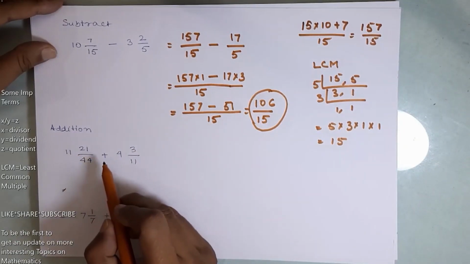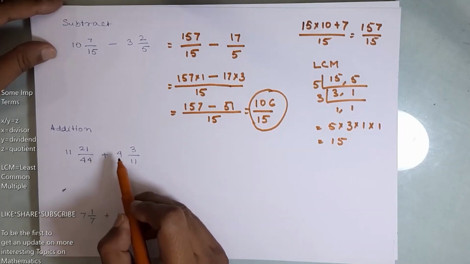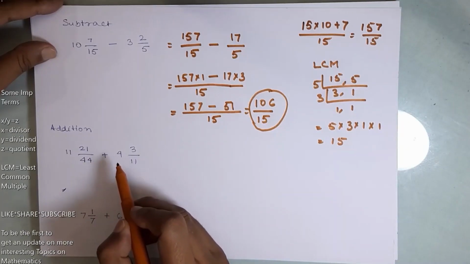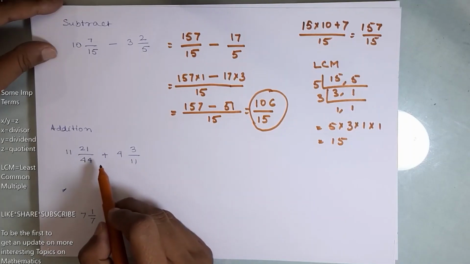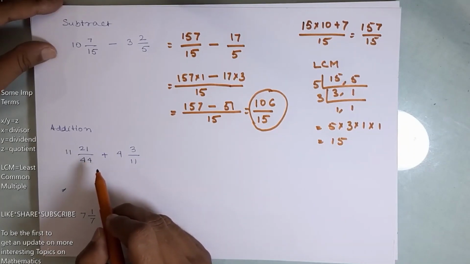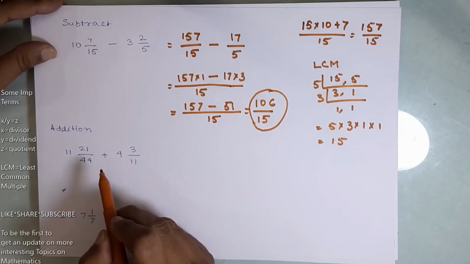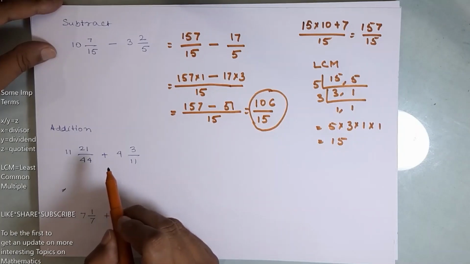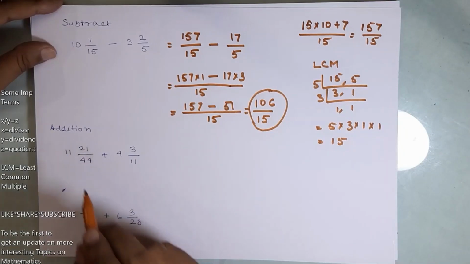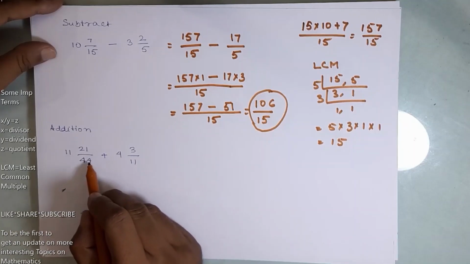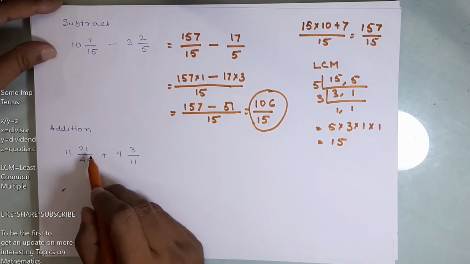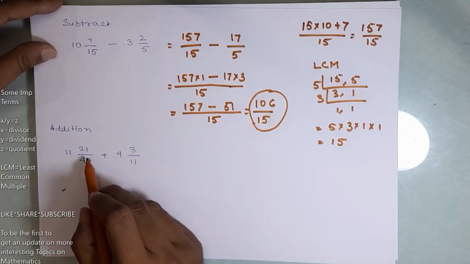Here, in the same way, we have been asked to add two mixed fractions. The process remains the same. First we have to change the mixed fractions into improper fractions, and then we will do the normal addition process. That means we will find the LCM and then do the normal simplification process. So let us first find the value of this mixed fraction when we convert it into an improper fraction.